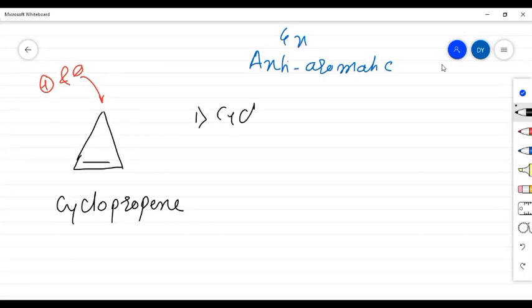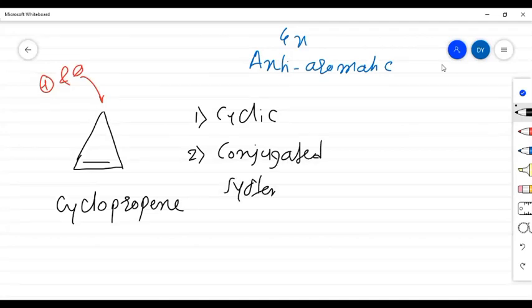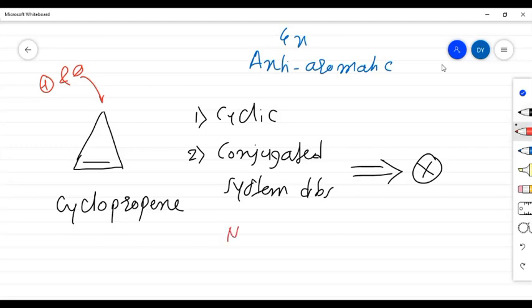First, it is cyclic, right? Second thing is a conjugated system of double bonds. Right? But this conjugated system of double bonds is not there. Okay? And when there is no conjugated system of double bonds present, at that time we can say that the compound is non-aromatic. It is not aromatic. It is not anti-aromatic. It is simply non-aromatic. So cyclopropene, because of the absence of a conjugated system of double bonds, is non-aromatic in nature.